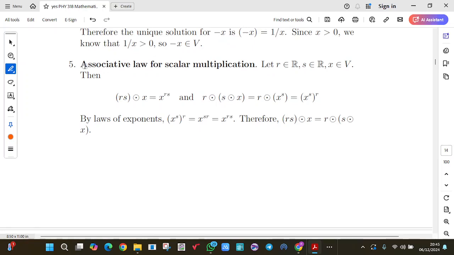This is the associative law for scalar multiplication. Here we have R, we have S, we have x. This is the same definition I've given. So this is another definition now, not that one.